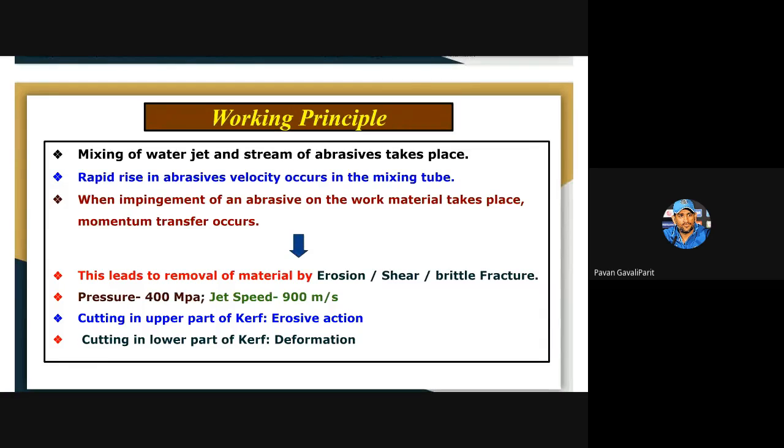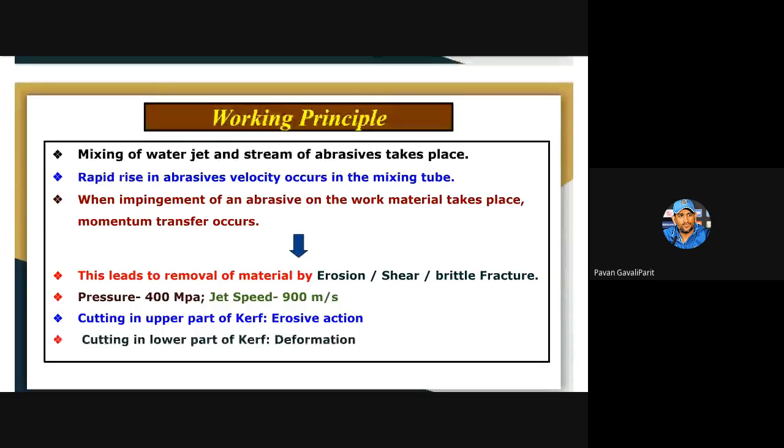This will depend upon the properties of the workpiece. That means erosion, shear deformation, or brittle fracture, so the mode of material removal will depend upon the properties of the workpiece material. If it is a brittle material, then fracture may take place. If the workpiece material is ductile, then deformation happens, and erosion and shearing take place.